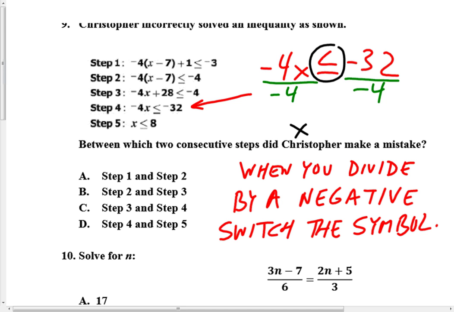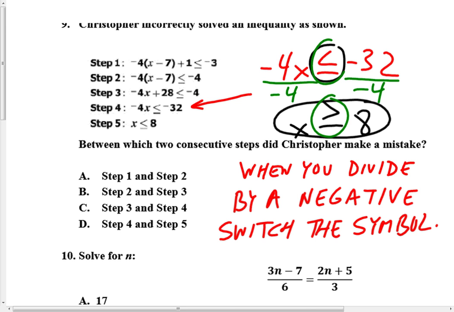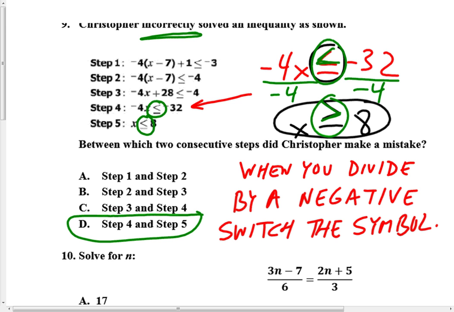Switch the symbol. What do I mean by switch the symbol? I mean this. The direction changes. Instead of going that way, now it's going this way. And they didn't do that. It said incorrectly. They want to know what was wrong. This is correct. This is incorrect.